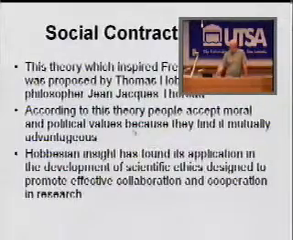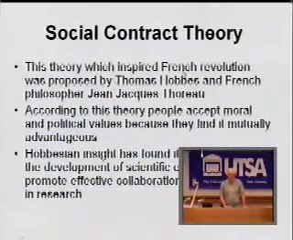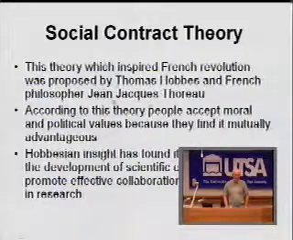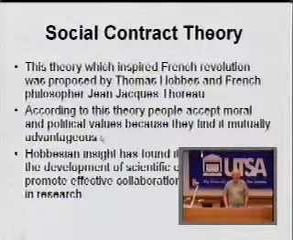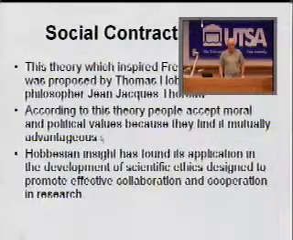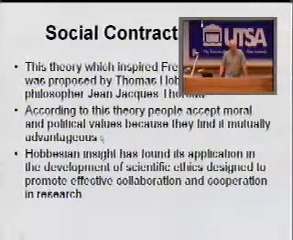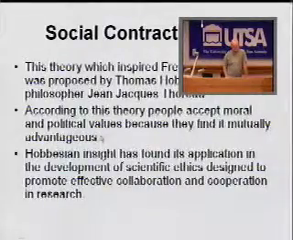Next, the social contract theory. This theory, which inspired the French Revolution, was proposed by Hobbes, a French philosopher, Jean-Jacques Thoreau. According to this theory, people accept moral and political values because they find it mutually advantageous. So in order to have an intact social unit, there must be common values and principles that benefit everyone in that social group.